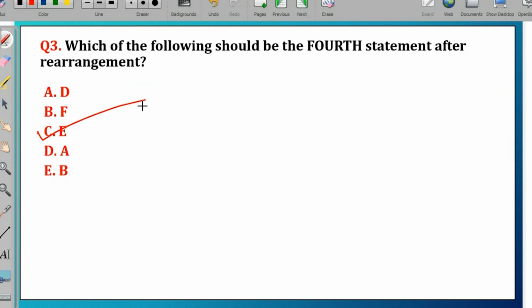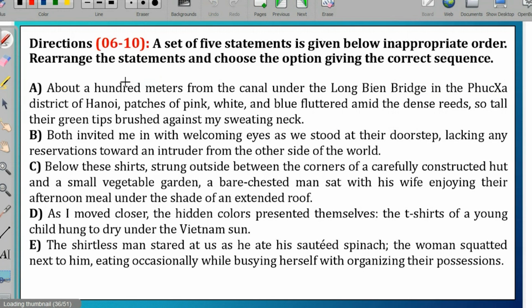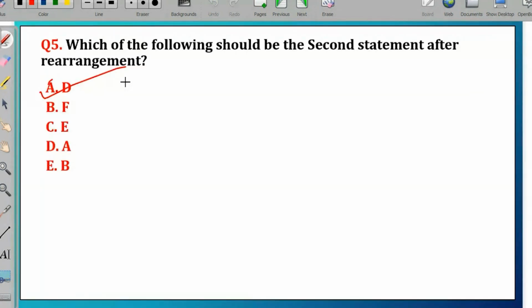Then we have question number 4. Which of the following should be the first? Statement B is your first statement. So option E will be correct answer over here. Next. Which of the following should be the second statement? B के बाद कौन सा आ रहा था? D आ रहा था. So option A will be the answer over here. Okay? Okay. Fine.